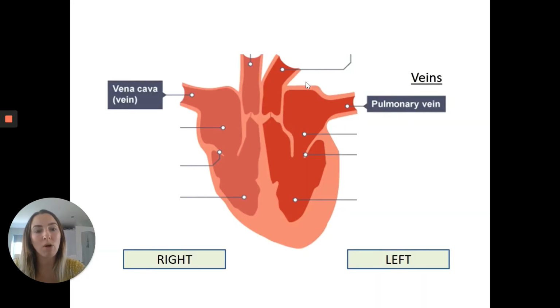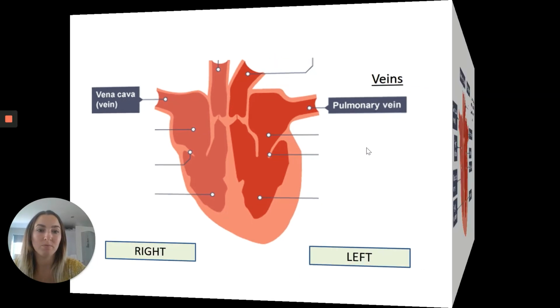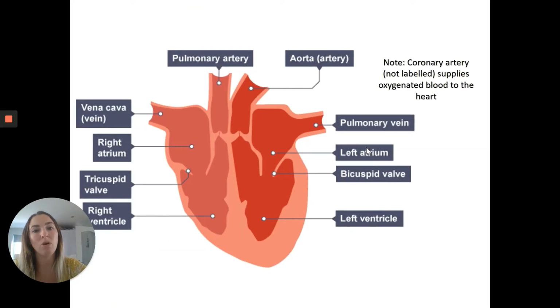Okay, we've now got our two veins. So we've got our vena cava and we've got our pulmonary vein. Now, veins, if you notice, are leading into the heart. So we've got to make sure that we're remembering the right way round. Okay, and that's all of them on there.